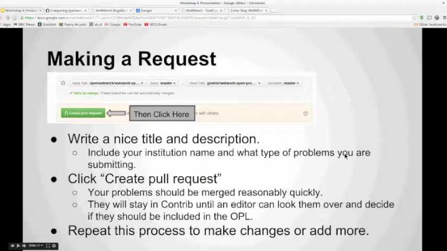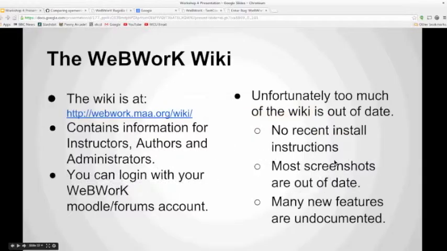What else can you do? You can be a part of the community. I mentioned joining the forums and really participating in the forums as a great way to do stuff. Another way you can do things, especially if you're not really inclined towards a lot of the technical aspects of stuff, is to look at the WeBWorK wiki. The wiki has a link here. You've all seen it before. It contains lots of information for instructors and authors and administrators. You can already log into the wiki with your WeBWorK forum or Moodle account. It's the same account for the forums as it is for the wiki.